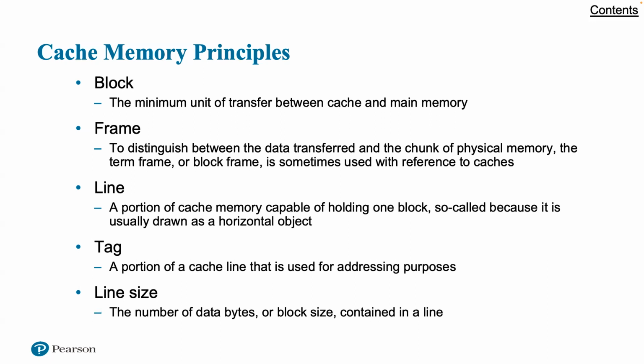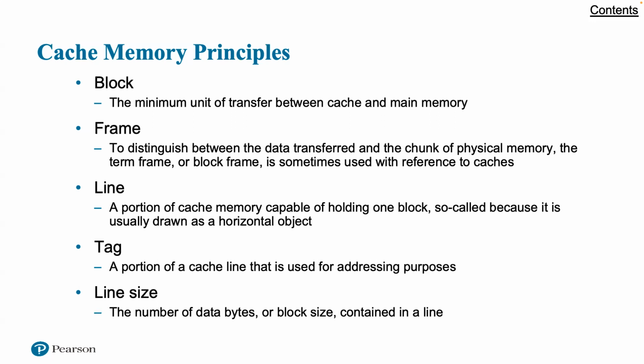That is, the term line size refers to the number of data bits or block size contained in the line. They may be as small as 32 bits, with each "word" being a single byte. In this case, the line size is 4 bytes. The number of lines is considerably less than the number of main memory blocks. That is, small m is much less than capital N.